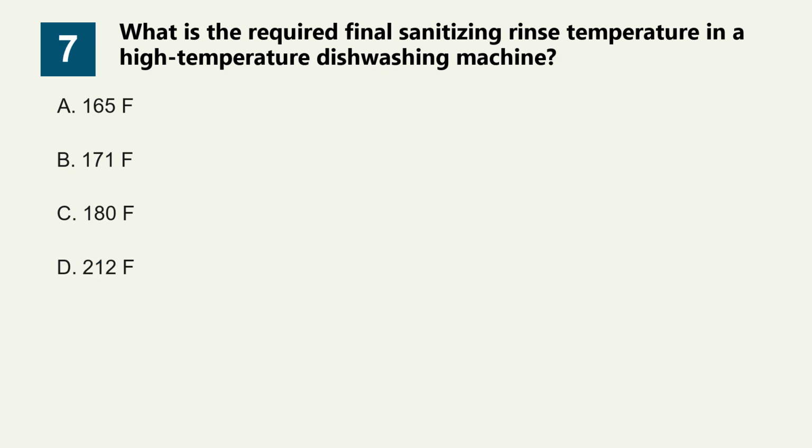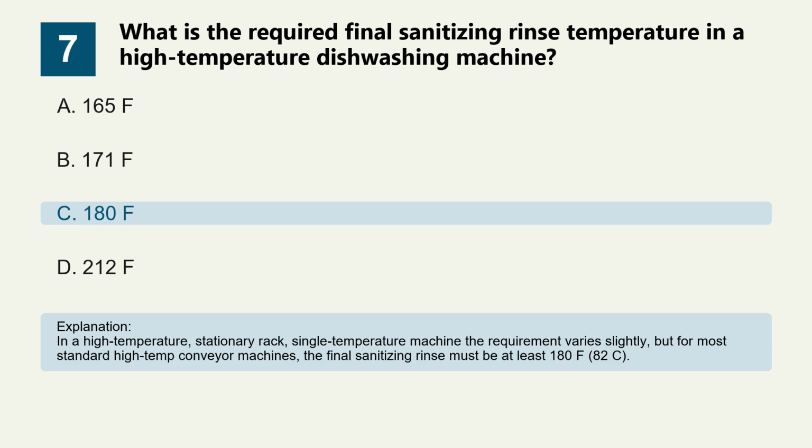Question 7. What is the required final sanitizing rinse temperature in a high-temperature dishwashing machine? Option A. 165 F. Option B. 171 F. Option C. 180 F. Option D. 212 F. The correct answer is option C. 180 F. In a high-temperature, stationary rack, single-temperature machine, the requirement varies slightly, but for most standard high-temp conveyor machines, the final sanitizing rinse must be at least 180 F, 82 C.